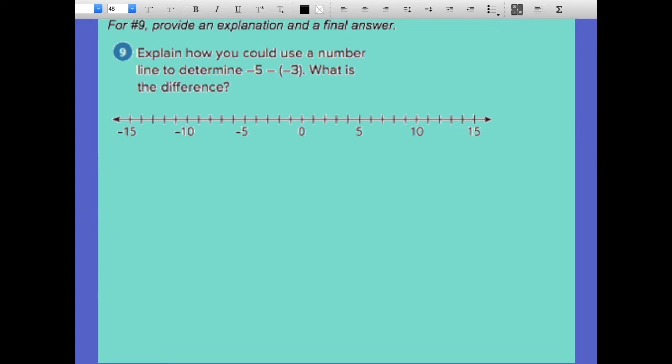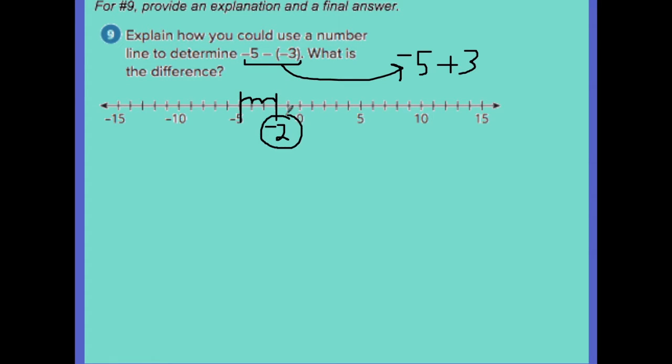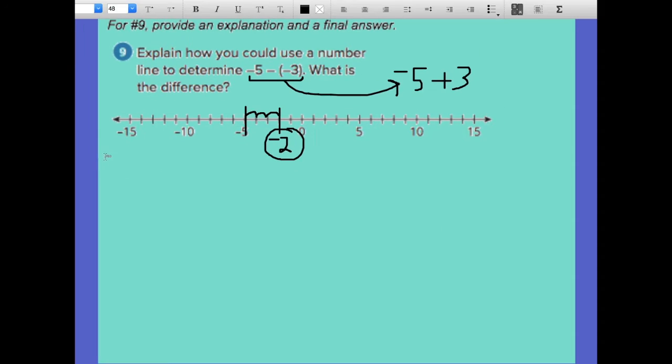For number 9, we're going to look at the same idea. We're going to explain how you use the number line to determine negative 5 minus negative 3. Now, a couple ways to do this. Minus negative, we can recall that minus a negative is the same as adding. So this is negative 5 plus 3. So I can start at negative 5 and then do plus 3. 1, 2, 3. And I end at negative 2. So that's the answer. I'm going to make sure I circle that.